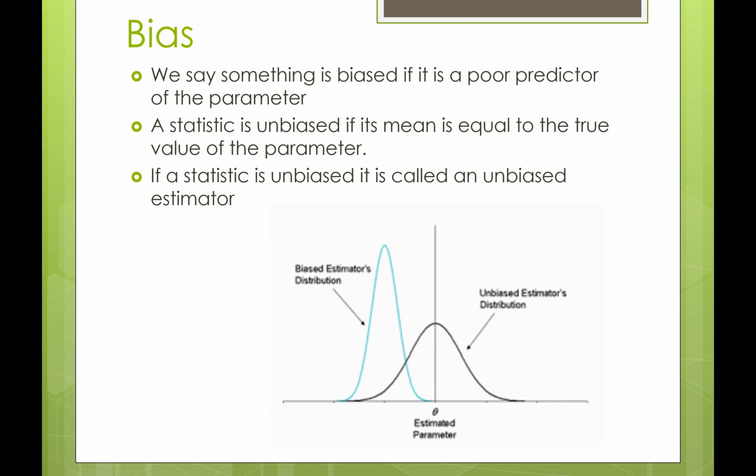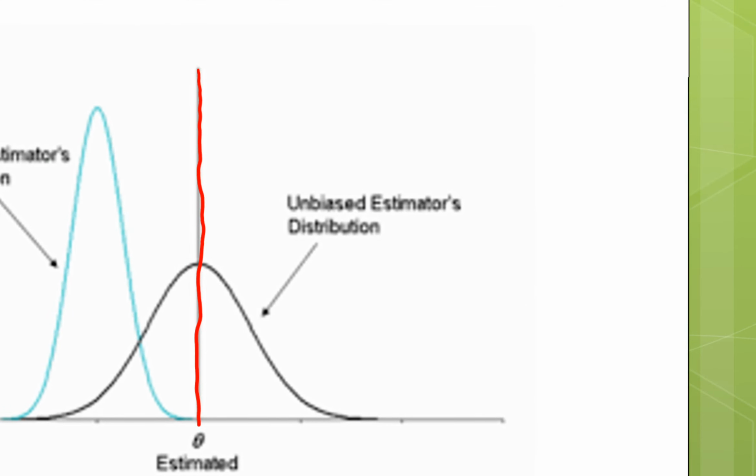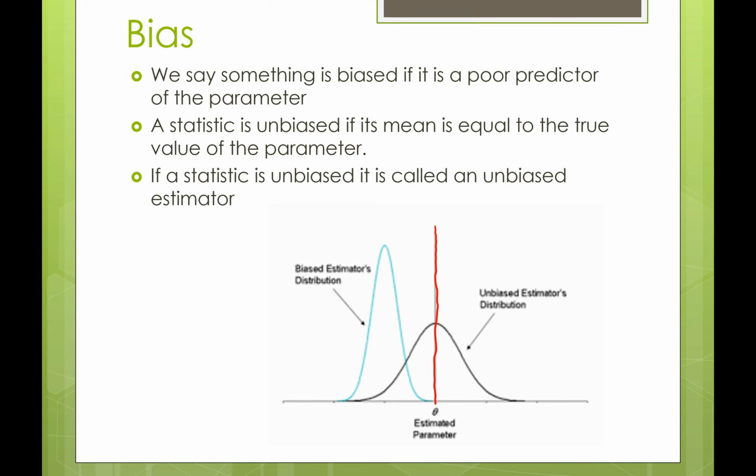And in the visual here, this blue one would be a biased predictor, and the black one would be the unbiased predictor if this line were indeed the population parameter, because the black line is centered around that population parameter, whereas the blue one is off to the left, so that would be a biased predictor.